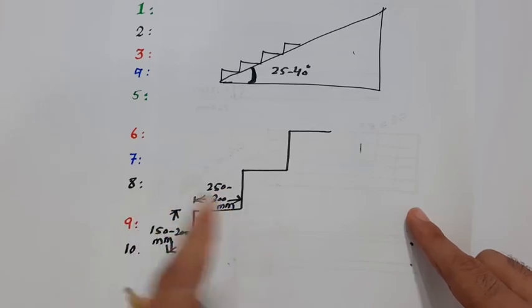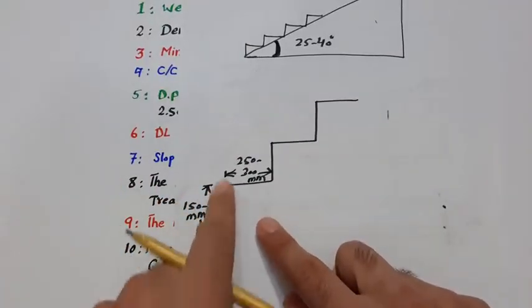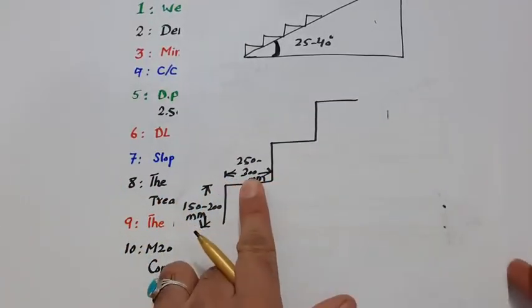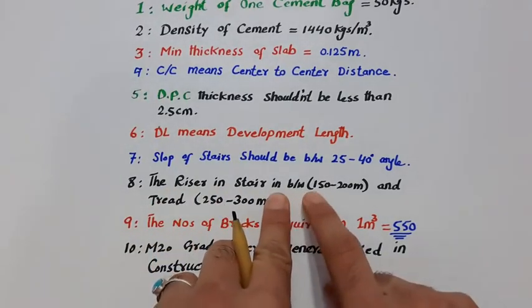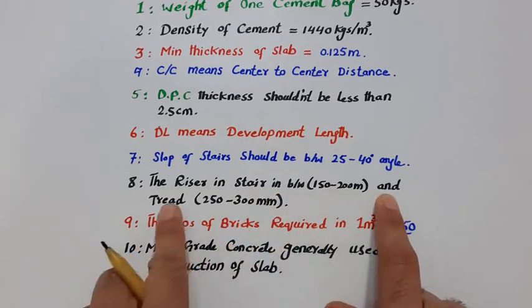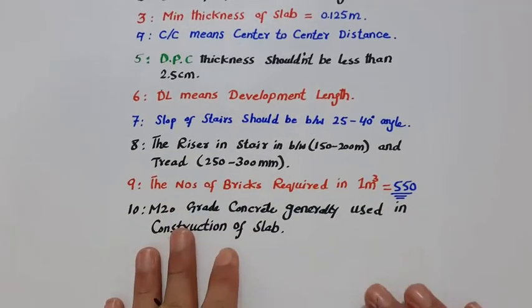Right, this one. The vertical is the riser, and the horizontal is the tread. So the riser is between 150 to 200 mm and the tread is 250 to 300 millimeter. Okay, this is very important and useful.